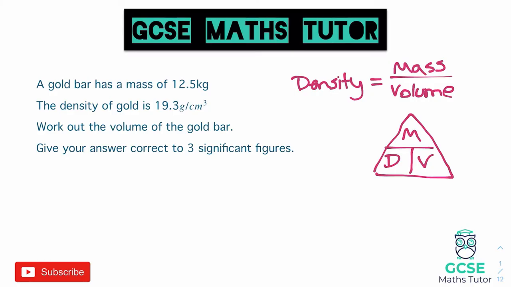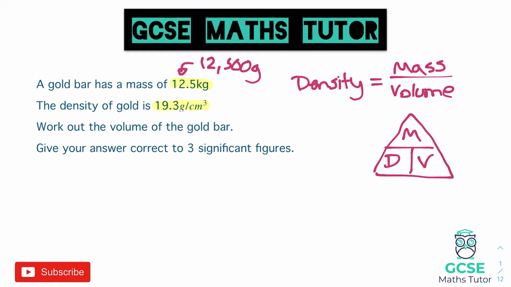It says here that we have a mass in 12.5 kilograms, but then it gives us a density in grams per centimeter cubed. So if we are going to use this, we need to make sure that we use the units that are within our density. Again, there are other ways of doing it, but the easiest way for us to go about this is just to change our kilogram mass into a mass in grams. There are 1,000 grams in a kilogram. So if we do 12.5 times 1,000, it turns it into an amount of grams for us. So that is going to be 12,500 grams.